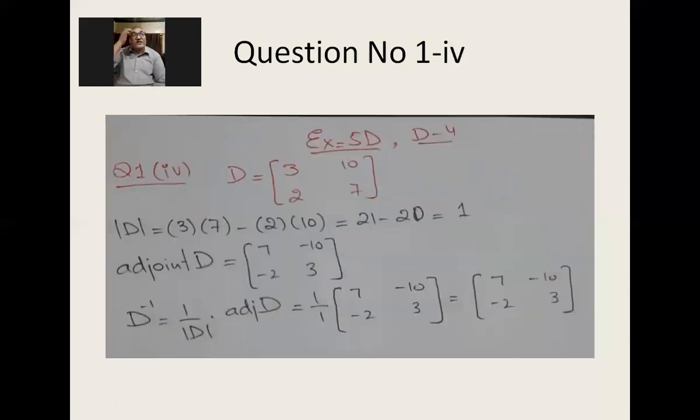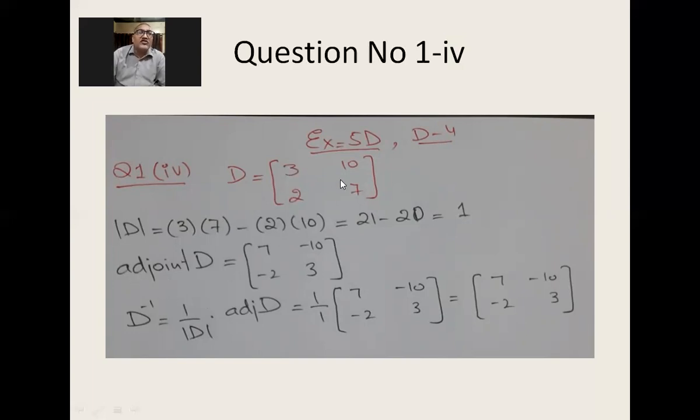Okay, so let's go to the next part. Question number 1, 4th part. Here you have a matrix. I have named it D: 3, 10, 2, 7. So I will first of all find its determinant. For that purpose, I will multiply these two members along this diagonal. So 3 multiply 7 minus 2 multiply 10, and it will be 21 minus 20, which equals 1.